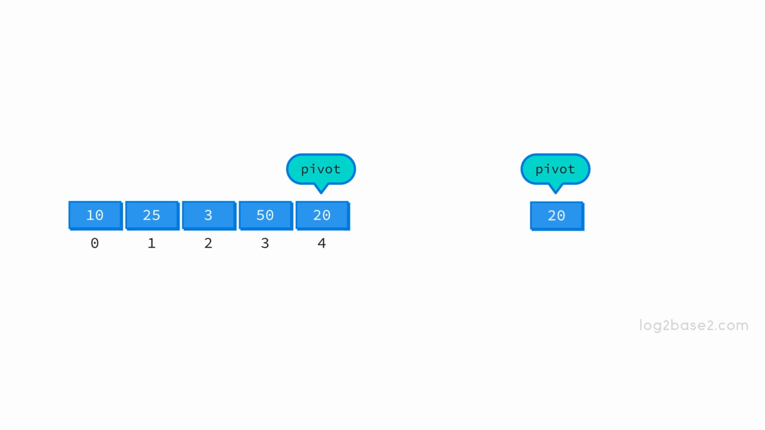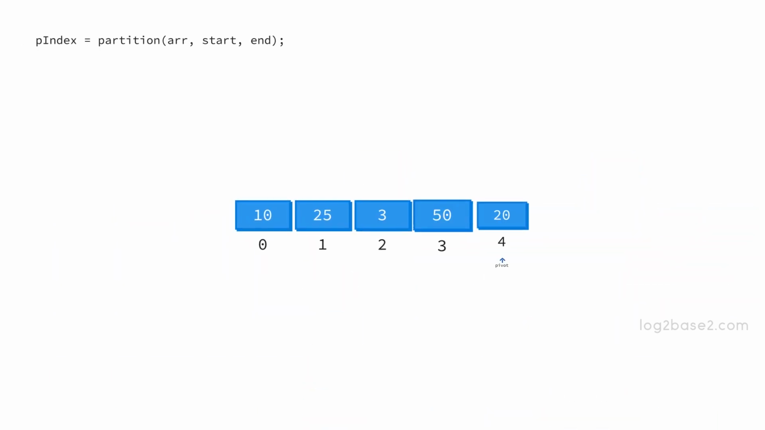The next task is to partition the array. That is, we will rearrange all the array elements in such a way that all values lesser than the pivot should come before the pivot and all values greater than the pivot should come after it. Those elements can be in any order. At the end of the partition function, the pivot element will be placed at its sorted position.